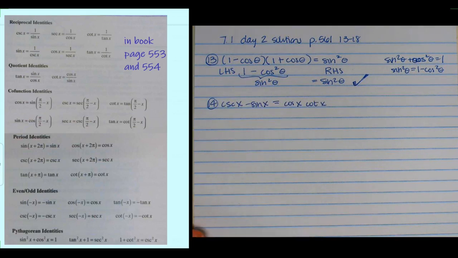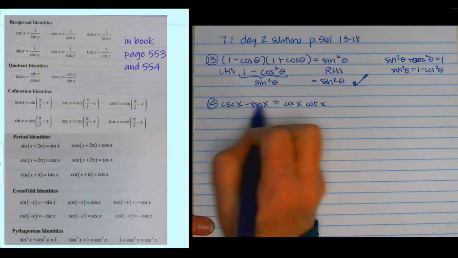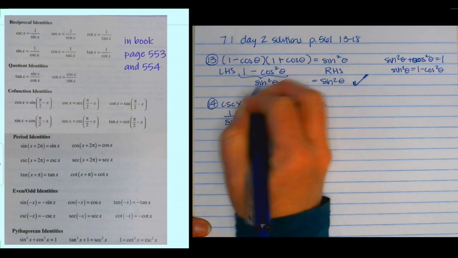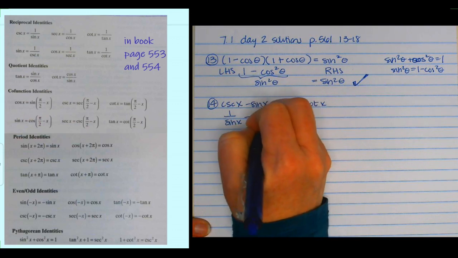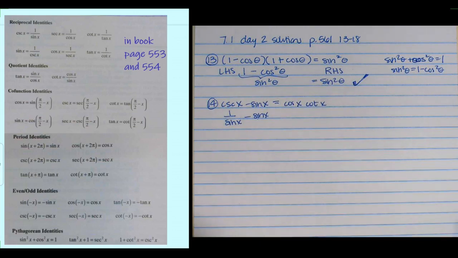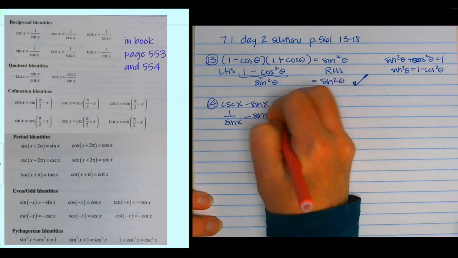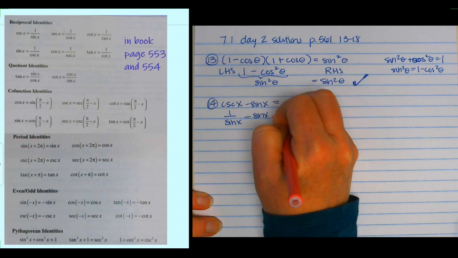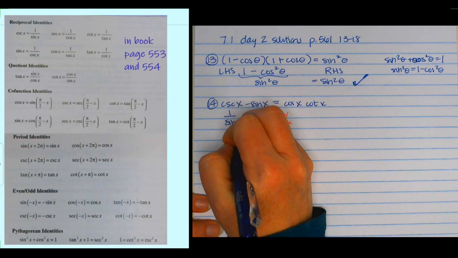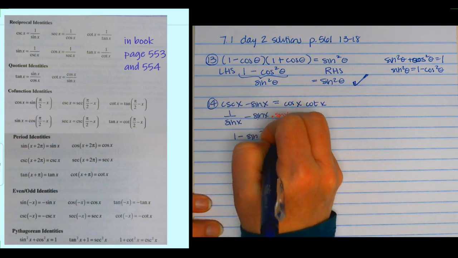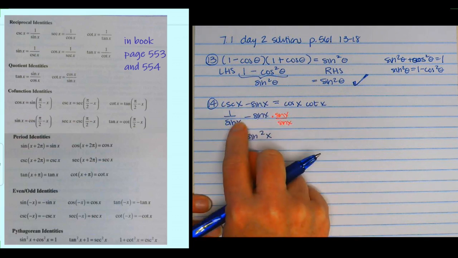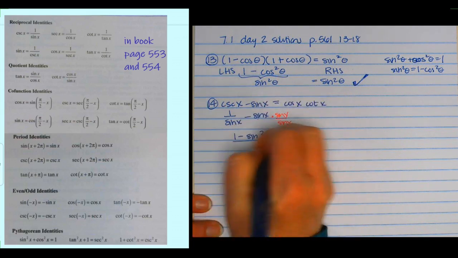For number 14, I'm going to manipulate the left-hand side. I'm just going to work on it. I've got cosecant is 1 over sine of x minus sine of x. I'm going to get a common denominator, which is sine of x. So I'm going to multiply this one by sine of x over sine of x. That's using the identity property. That gives me 1 minus sine squared x. 1 minus sine times sine is sine squared. They're both over sine of x.